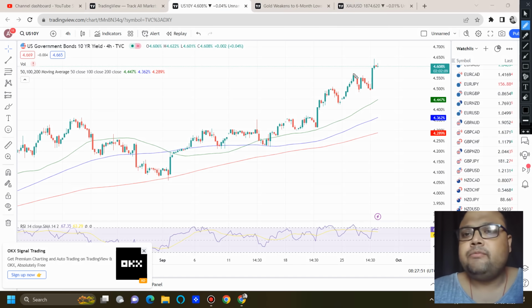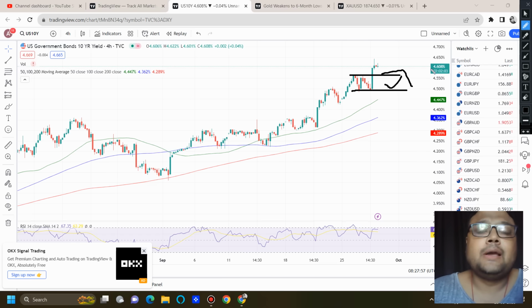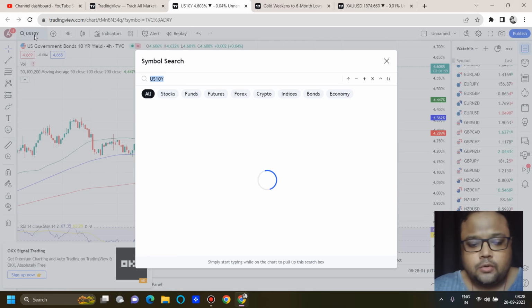So during the day, if bonds come down, you can expect that these levels will provide support to the market and bonds will try to bounce back again. If bonds bounce, there will be pressure on the chart of gold again.